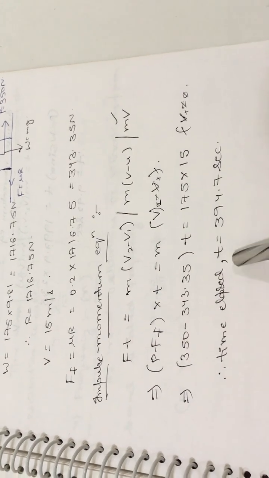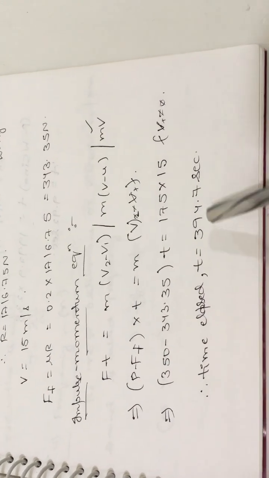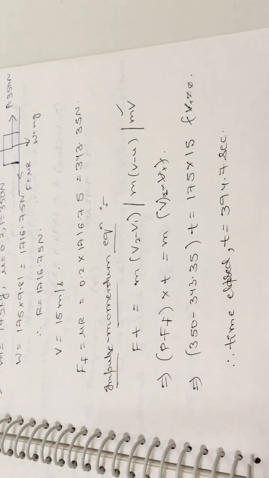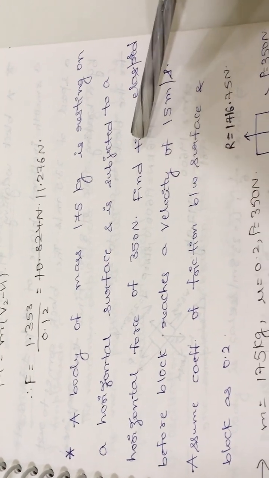Now we know the P value, we know the FF value, and the mass value and velocity values are given in the question. Now make T the subject. That value we need to calculate in this problem. Now substitute all the values and make T the subject. So you will get the T value as 394.7 seconds. So this is our problem. Once again see the problem. This is the question given for you.